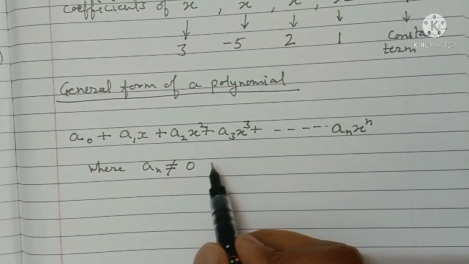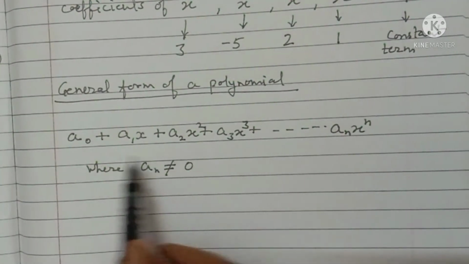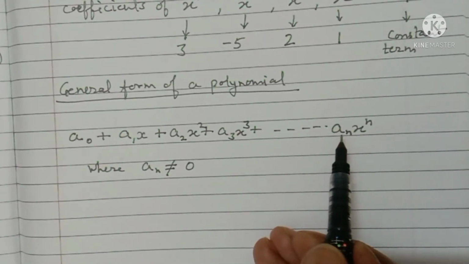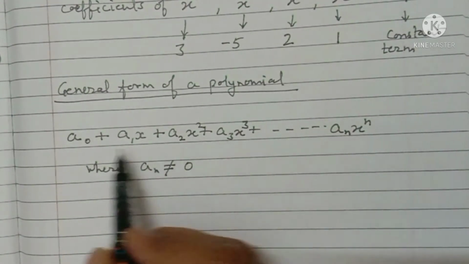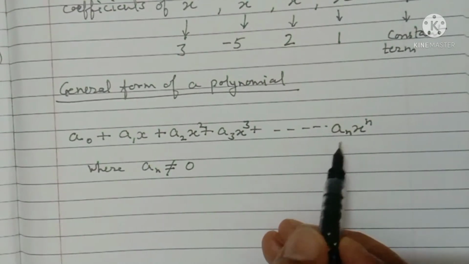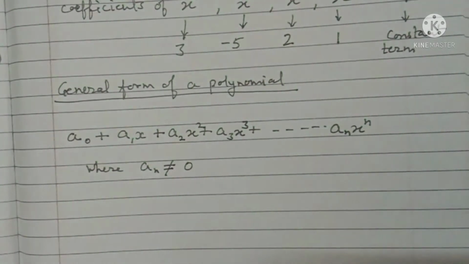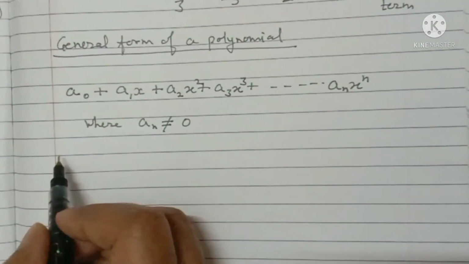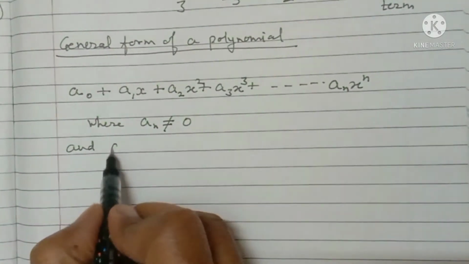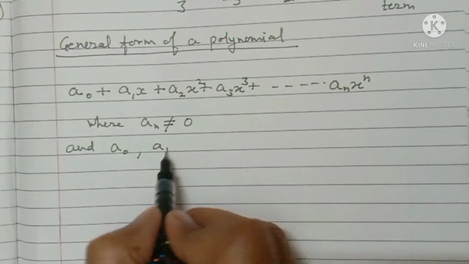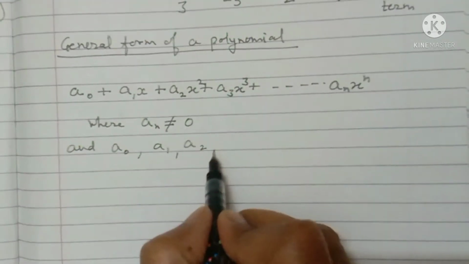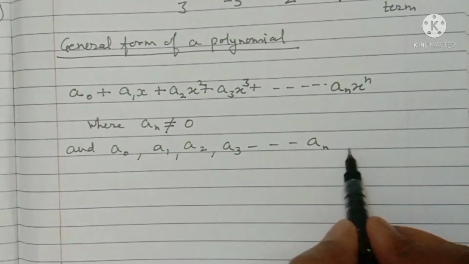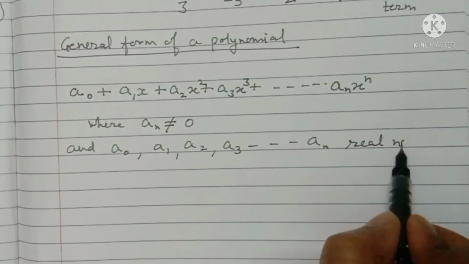Now what are the a0, a1, a2, a3 and an? What do you call these? These are the real numbers. a0, a1, a2, a3 and an are real numbers.